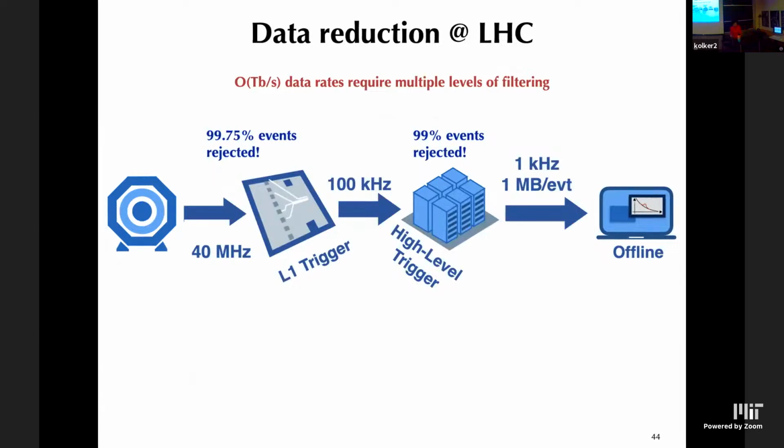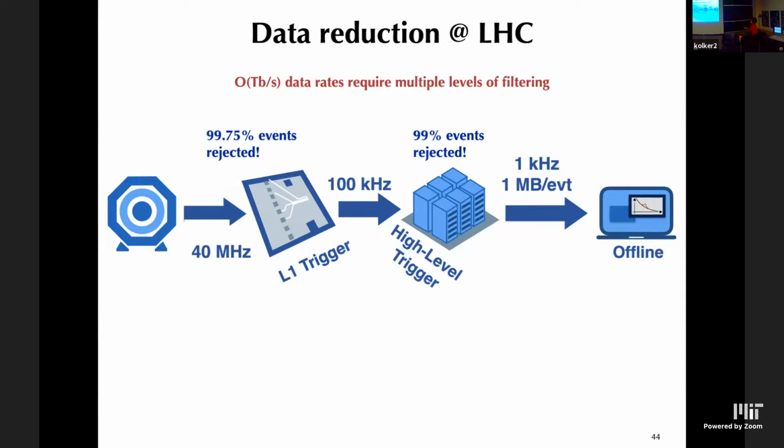Okay, this brings me to my next section, in which I wanted to discuss the fact that, as I was saying at the beginning, we're dealing with a huge amount of data, terabytes per second. Because of that, we have in place a system of multiple levels of filtering. We start with terabytes per second of data flowing out of the detector, and we first filter them with a hardware trigger, which is all on field programmable gate arrays, FPGAs. This stage already rejects 99.75% of the events, bringing the rate down to 100 kilohertz.